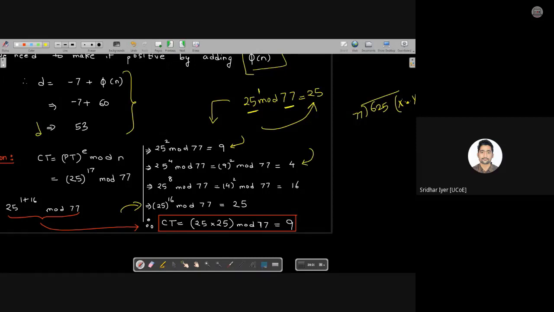Yes or no? Next step is 25 raised to 8. Just make sure that the powers over here get doubled at each step. 2, 4, 8, 16, and so on. Powers of 2. So again, 25 raised to 8 mod 77 will be the result of this step, its square mod 77. Now what is the square of 4? 16. 16 mod 77 is not possible, so it will be the value only, that is 16.